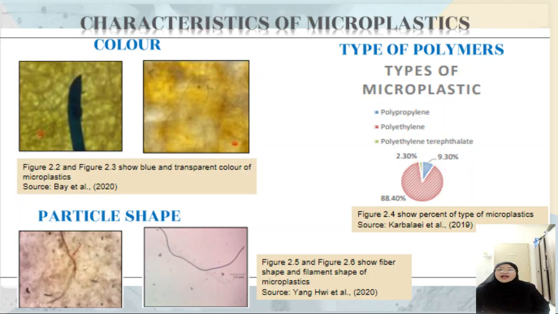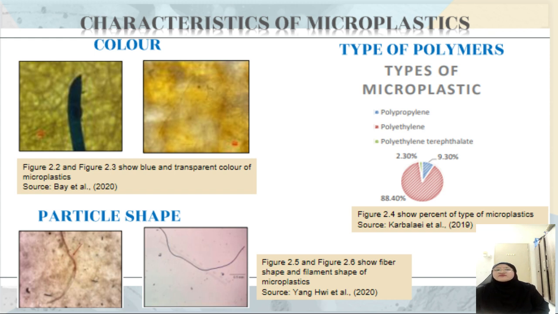There are a few colors of microplastic found in samples. According to figures 2.2 and 2.3, blue and transparent colors of microplastic were found in Kelantan Bay. Transparent microplastic is the most commonly found in water in Asia.